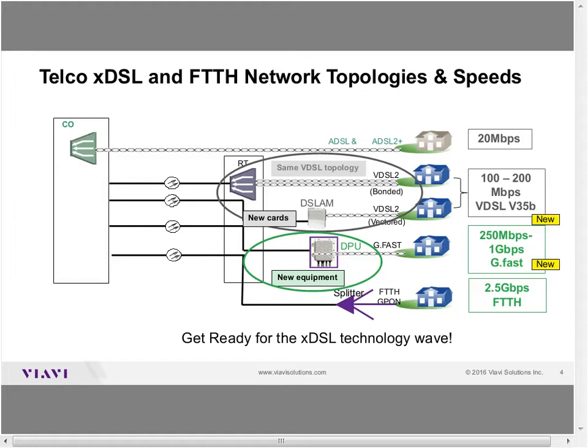So what you'll probably notice here is that VDSL v35b and the G.fast bridge the gap between existing DSL profiles today and the fiber to the home speeds. And that's the entire point of this. It's to leverage the existing copper plant at a much lower price point, bring a high-speed service to the customer, and get it out to the customer much faster.